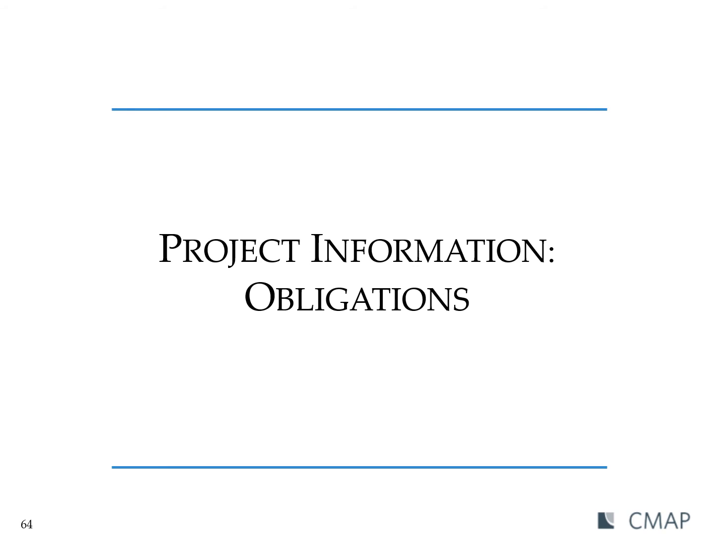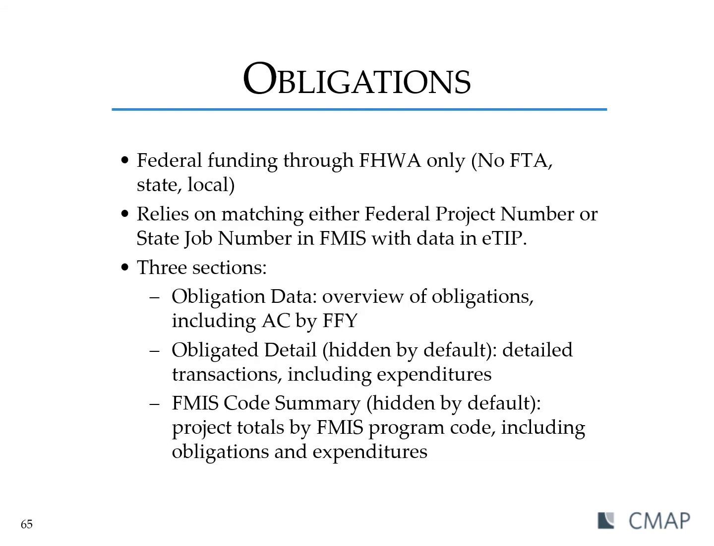The data on the Obligation tab comes from FHWA's FMIS database, which stands for Financial Management Information System, and this data is uploaded nightly. Because of the data source, the Obligation tab is only detailing federal funding through FHWA. It does not have FTA, state, or local funding details. The data upload also relies on matching either the federal project number or state job number in FMIS with data in the eTIP. So it's particularly important that those IDs are entered accurately in the project ID section.